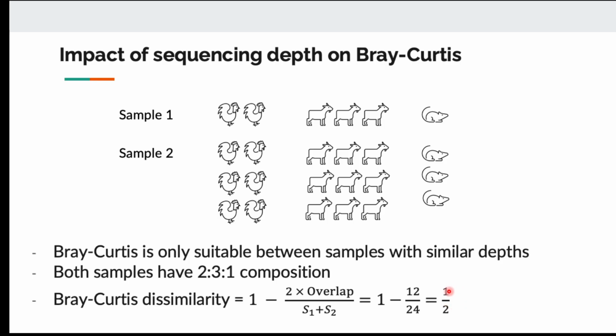Even though, if we think about the composition, both of these samples have 2 chicken per 3 goat per 1 mouse. They should be the same. You just sequenced one more than the other.